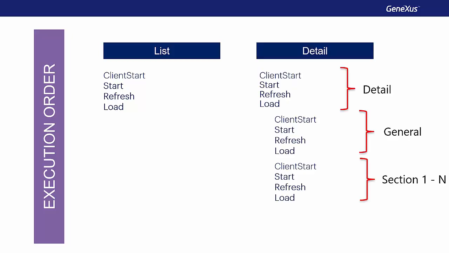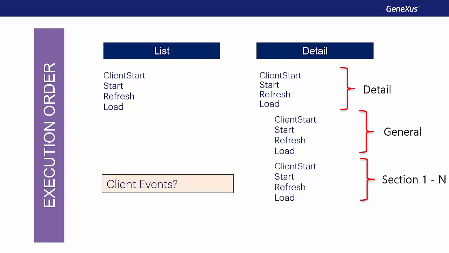If the object opened is the detail, they'll be executed in this order: the client start of the detail, followed by the start, refresh, and load events of the detail itself. Next, these same events will be executed for each section, starting from the general section. The same will happen if it's a panel with SD components. Once the screen has been loaded, regardless if it's the list or the detail, the user can start interacting. What happens when the user triggers an action?